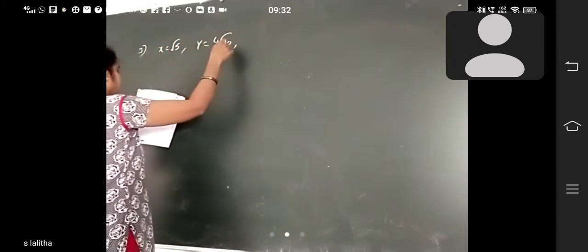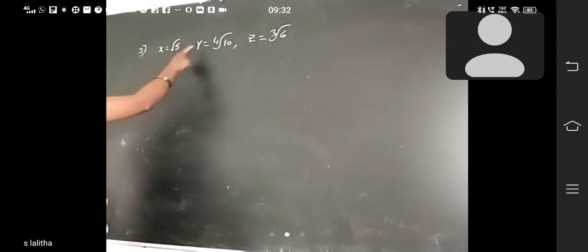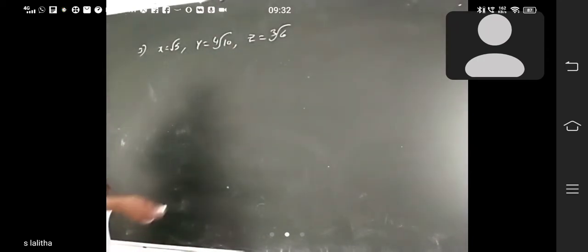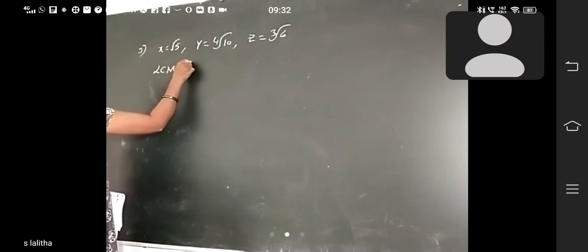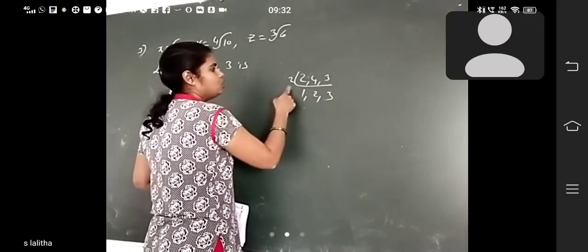Next one, third example. If x is equal to root 5, y is equal to 4th root 10, z is equal to cube root 6, then you have to find the descending order. Here all the roots are not equal, children. This is square root, this is 4th root, this is cube root. Now find the LCM of 2, 4, 3. What is the LCM? It is 12.